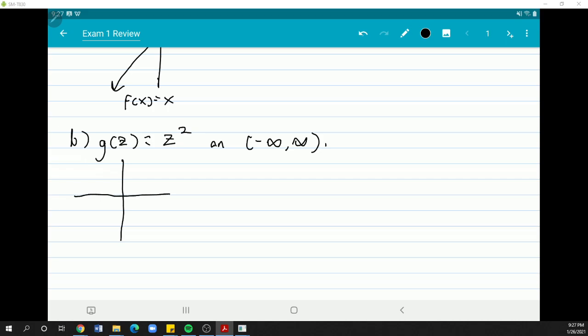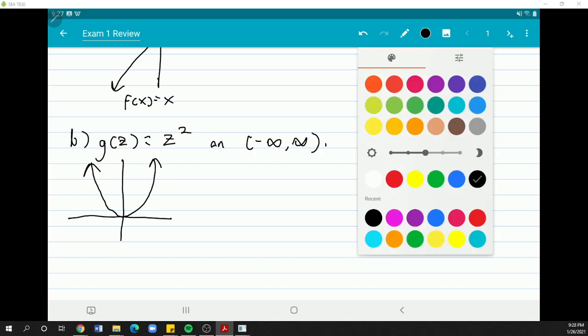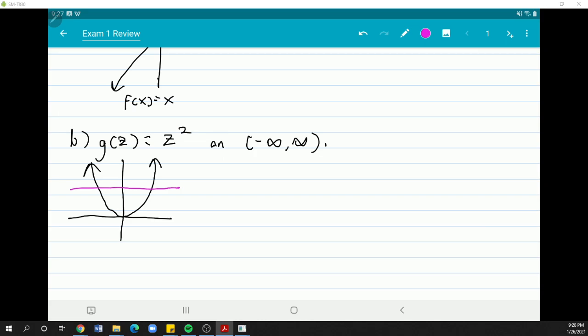Well, we know what the parabola looks like. And actually, it's only ever positive. So does this pass the horizontal line test? No, it fails it pretty miserably. We would have to go out of our way to pick a line that intersects the graph and doesn't intersect it at 2 points. So g of z does not pass the horizontal line test, so it is not one-to-one.